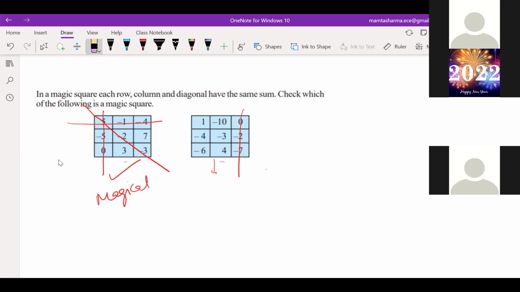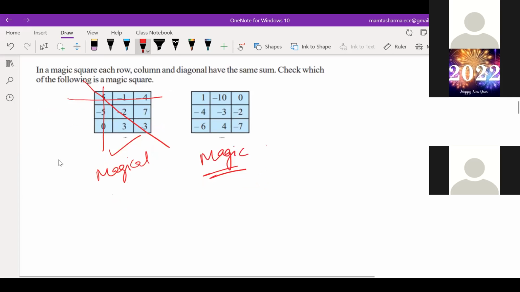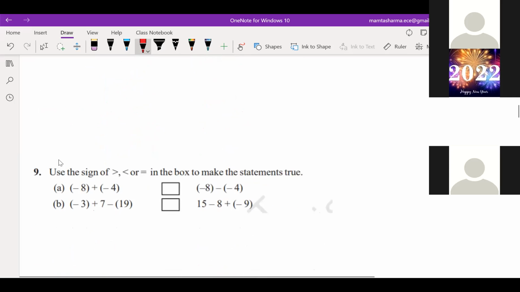One minute, ma'am. Ma'am, 1 plus minus 10, minus 9. Minus 7 plus minus 2, minus 9. 1 plus minus 2, minus 9. It's a magic square, because it is also a magic square. Okay, so let's move to the next.